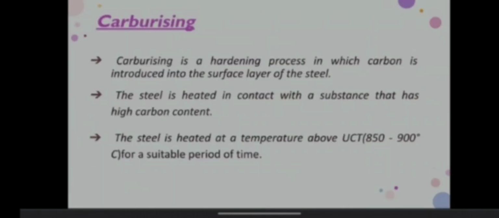Number one is carburizing. Carburizing is a thermochemical process in which carbon is diffused into the surface of low carbon steels to increase the carbon content to sufficient levels so that the surface will respond to heat treatment and produce a much harder wear resistant layer. This is done by heating the steel in contact with a substance that has higher carbon content. The steel is heated at a temperature between 850 to 900 degrees Celsius for a suitable period of time. The benefits of carburizing are that it imparts a hard surface, improving wear resistance as well as increased fatigue strength.